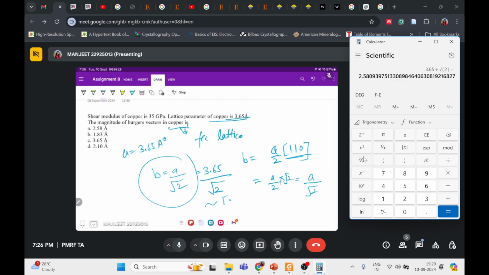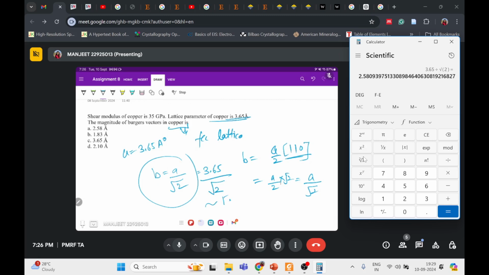Moving to the next question, question number 17. In question number 17, the shear modulus of copper, this G value, is around 35 gigapascal, so 35 into 10 to the power 9 pascal, and the lattice parameter a for copper is 3.65 angstrom. What is the elastic strain energy per unit length of the dislocation line in copper?